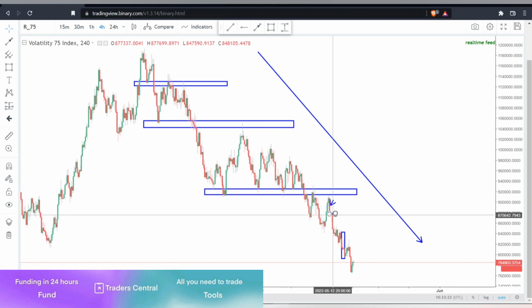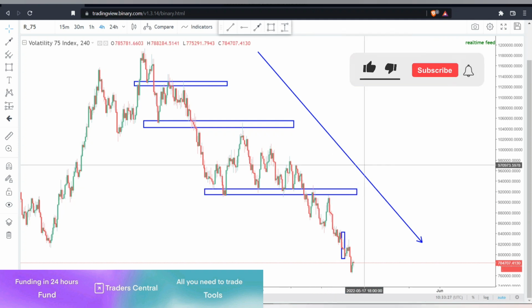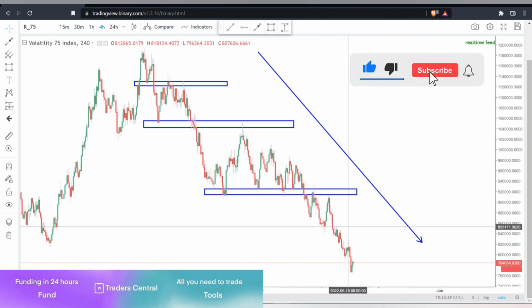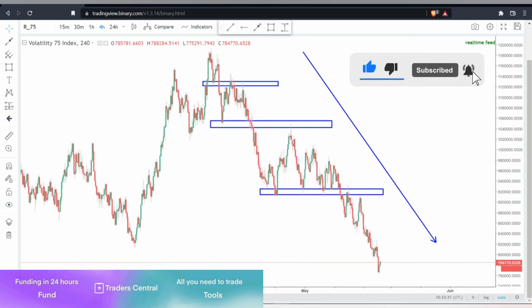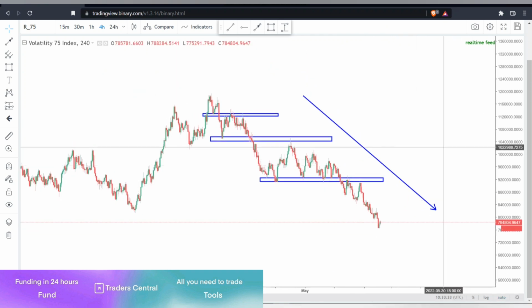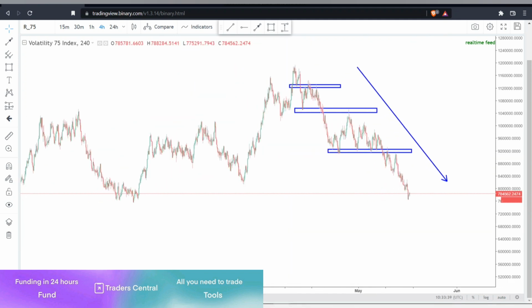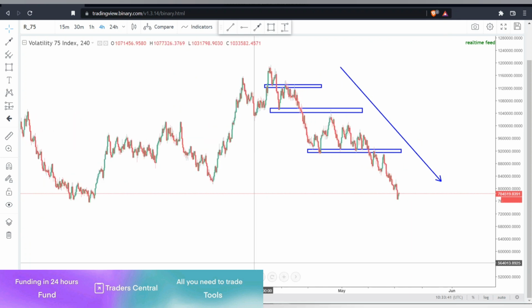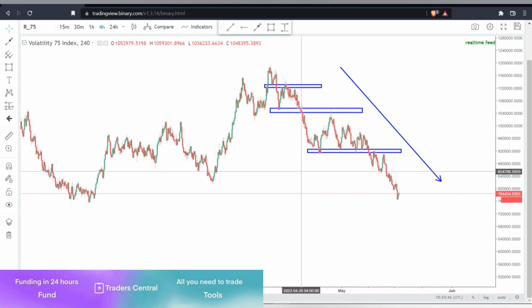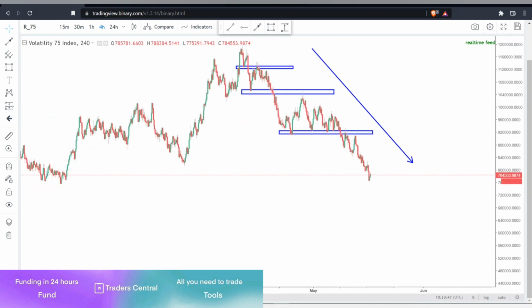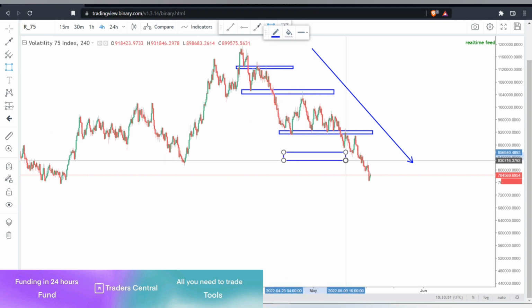Let's continue to see if we will get some entries on this bear market on volatility 75 index. Let's see if we will get an entry. This was another perfect entry that we could have entered here.